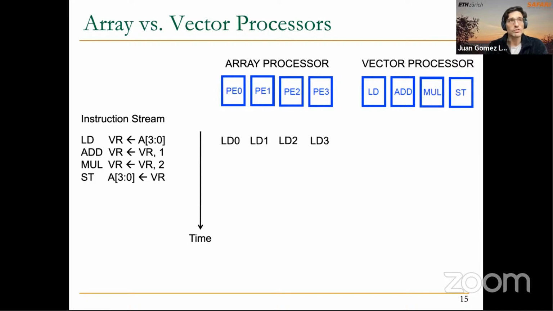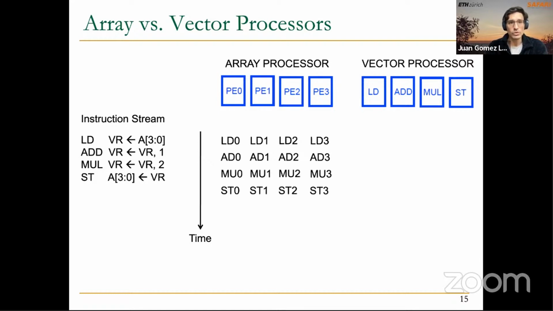How are we going to execute this program for the 4 data elements that we want to operate on? In the array processor, the first thing to do is to load these 4 elements, executing the vector load instruction. Then in the next cycle, after we have the data in the vector register, we can execute the addition. We add 1 to each of these 4 elements. Then we multiply by 2, and finally, we store in the same memory positions.